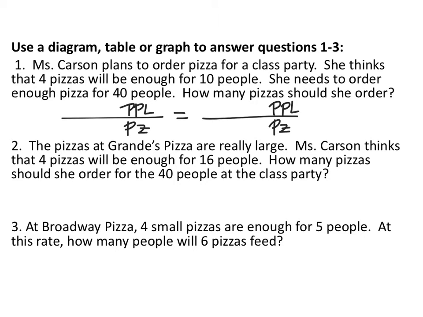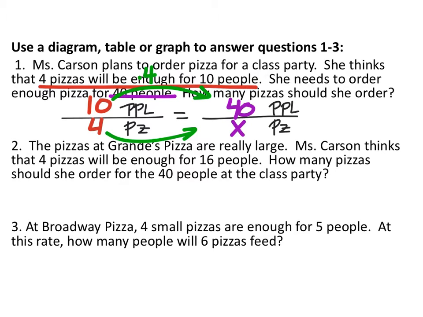So now that I know where the labels go, I see there's this first relationship that they gave us. 4 pizzas will feed 10 people. So that's 10 people, 4 pizzas. And then it says, how many pizzas? So we don't know how many pizzas. So I use x for 40 people. Now this becomes a proportion that we can solve. I can see that 40 is a multiple of 10, right? 10 times 4 is 40. So we do the same thing to the denominator, multiply 4 by 4, and that's how many pizzas she would need. 4 times 4 is 16 pizzas.